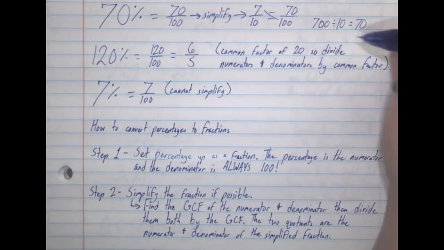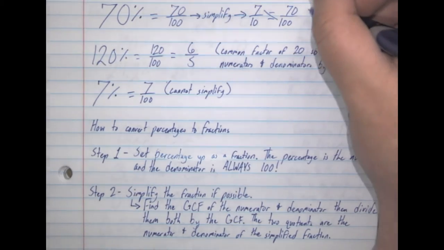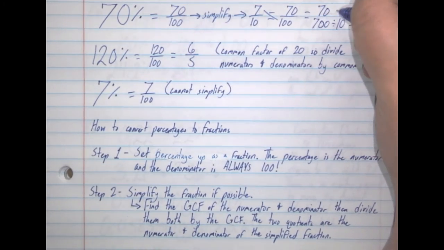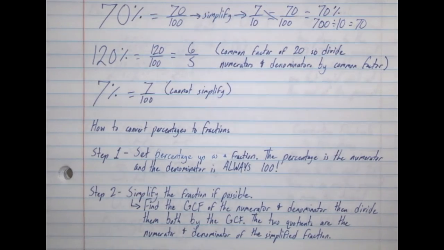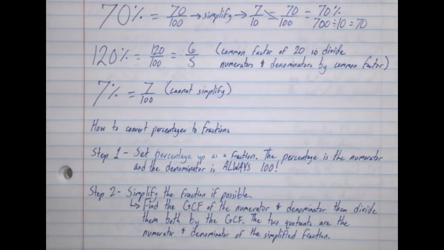Now that it's out of 100, our numerator is going to be our percent, and our percentage sign represents the 100 that it's out of.